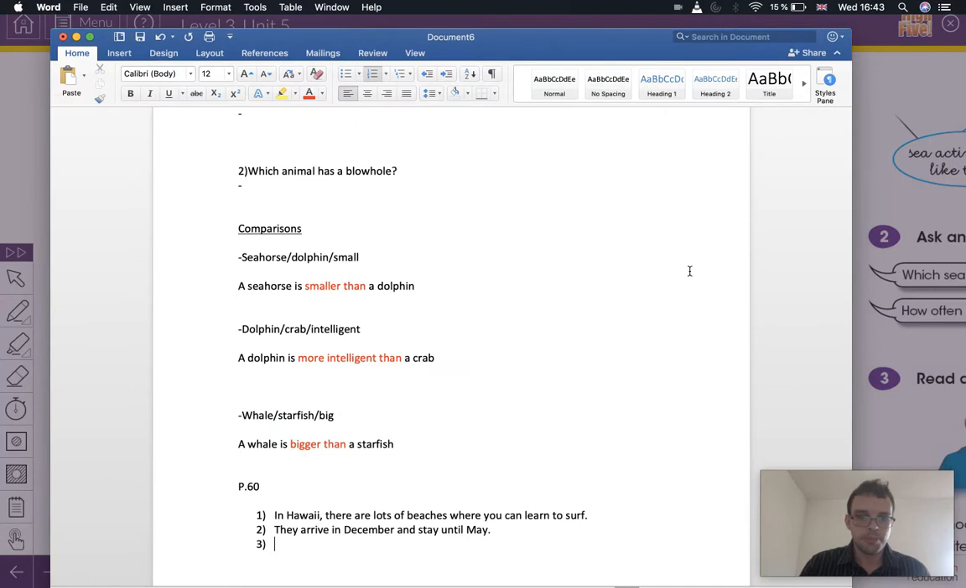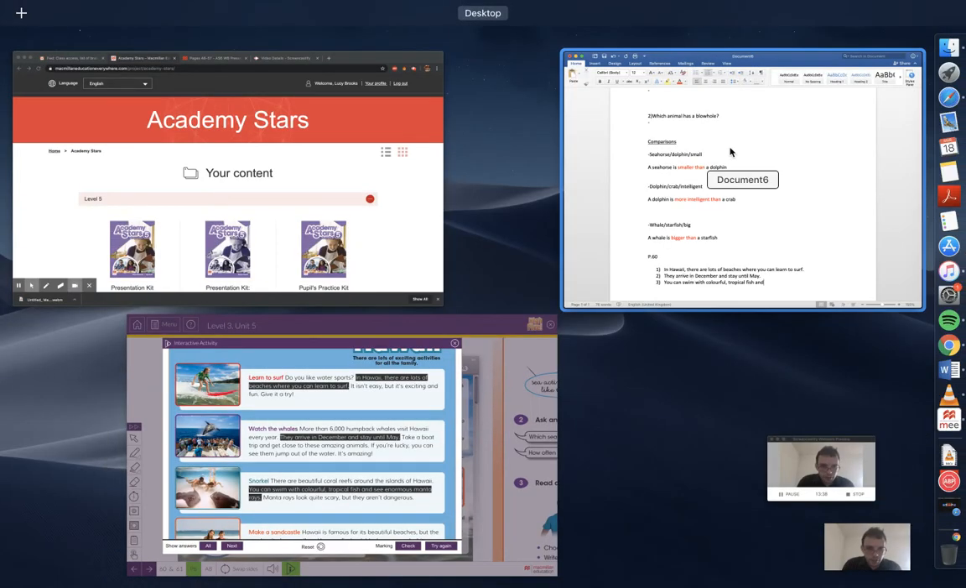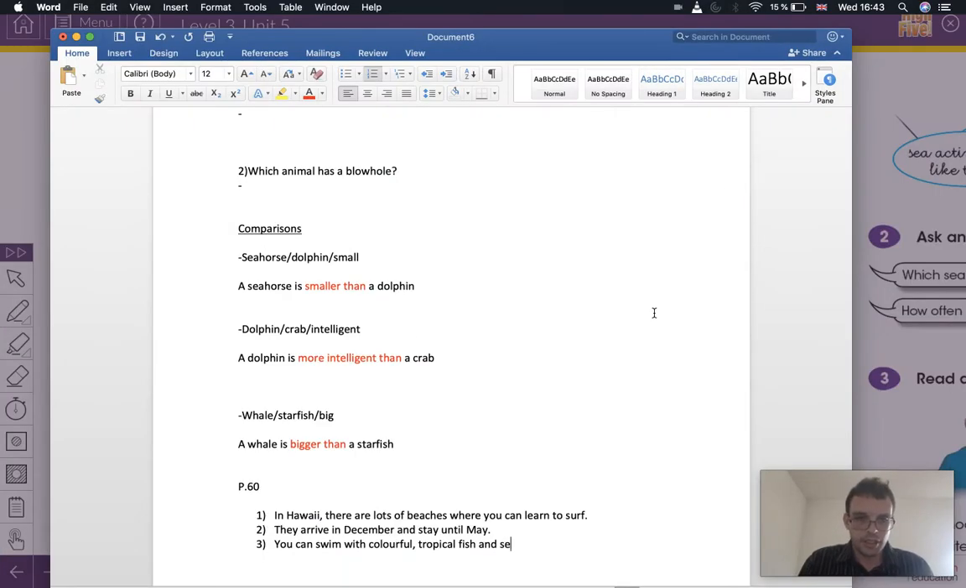You can swim with colorful tropical fish and see enormous manta rays. Very good.